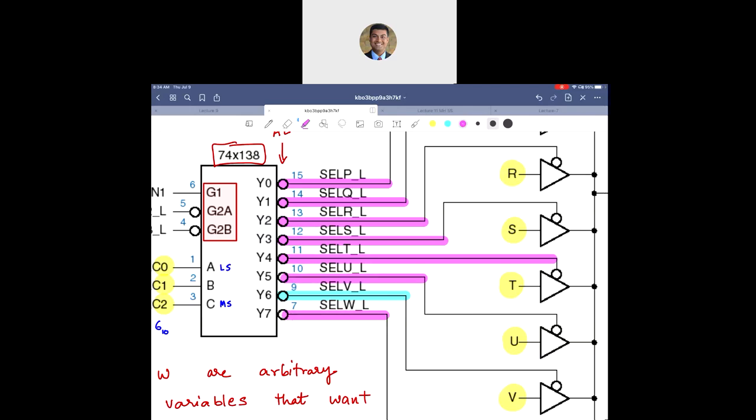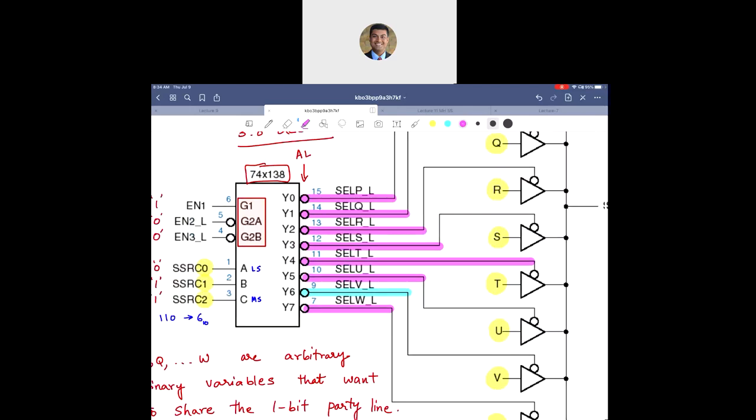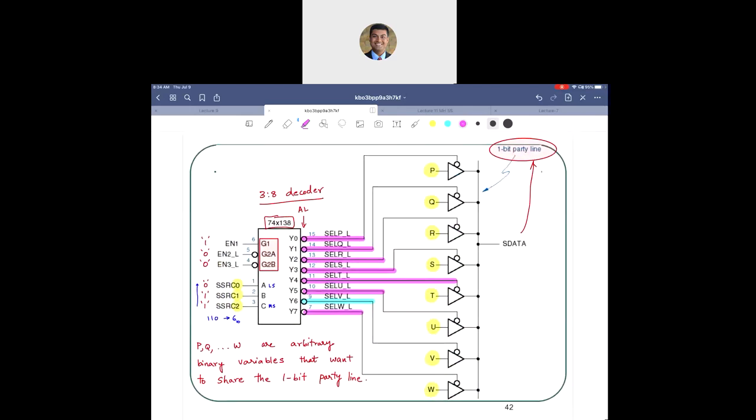Only Y6 is active. Zoom out now. Try to see what happens. Because only Y6 is active, that means that this tri-state buffer is going to be active. Everything else will be inactive. That means S data is going to be equal to V.